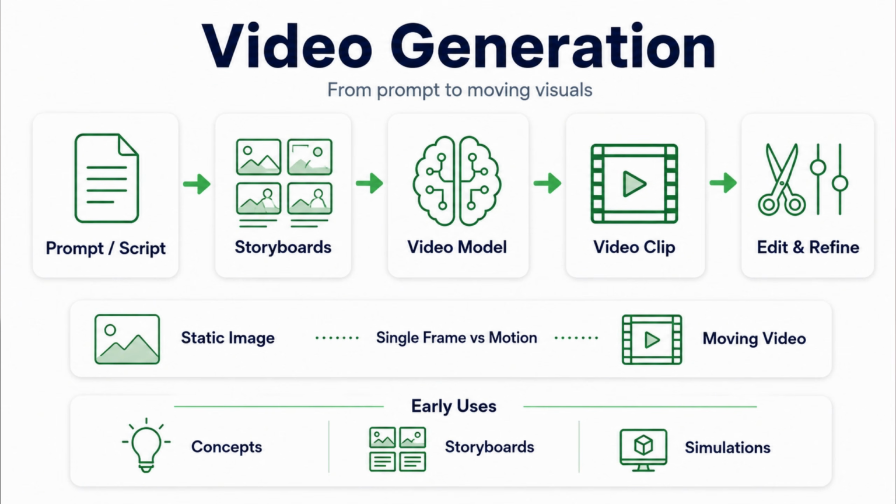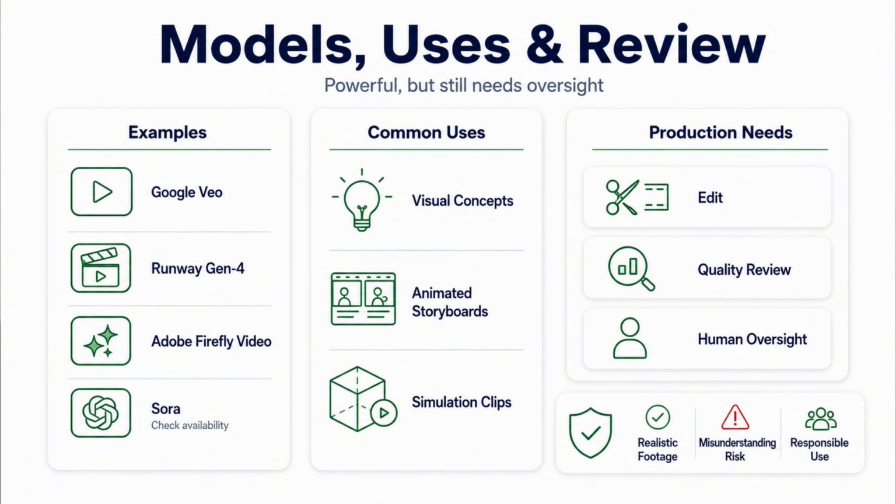So instead of producing a complete professional video from day one, teams can first generate rough visual concepts, animated storyboards, or short simulation clips to quickly explore ideas before investing more time and money into the full production work. So the current examples include Google Veo, Runway Gen 4, and Adobe Firefly Video. OpenAI's Sora also demonstrated how advanced this space has become. Although organizations should always check availability and licensing before planning production use around these specific models.